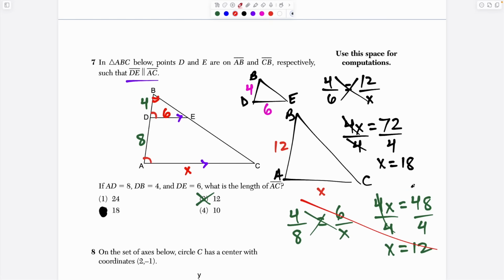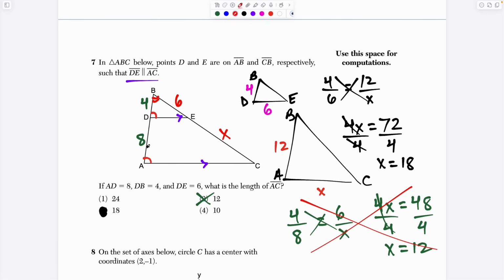All right, the reason why we can't use the side splitter theorem here is because we're not dealing with the values of BE and EC. If instead, let's say the question had said that BE was equal to 6 and that we were looking for the length of EC, then I could say 4 over 8 equals 6 over X. Then I would do this.